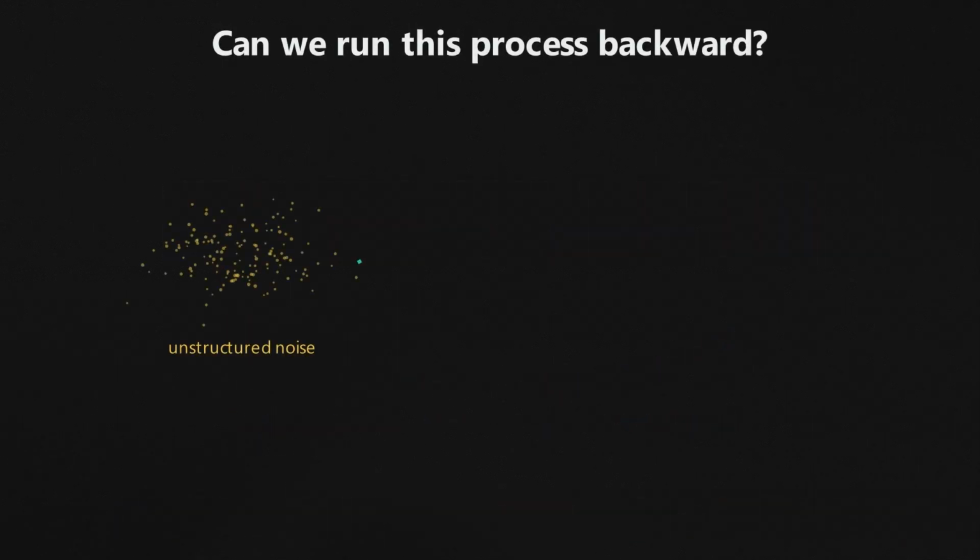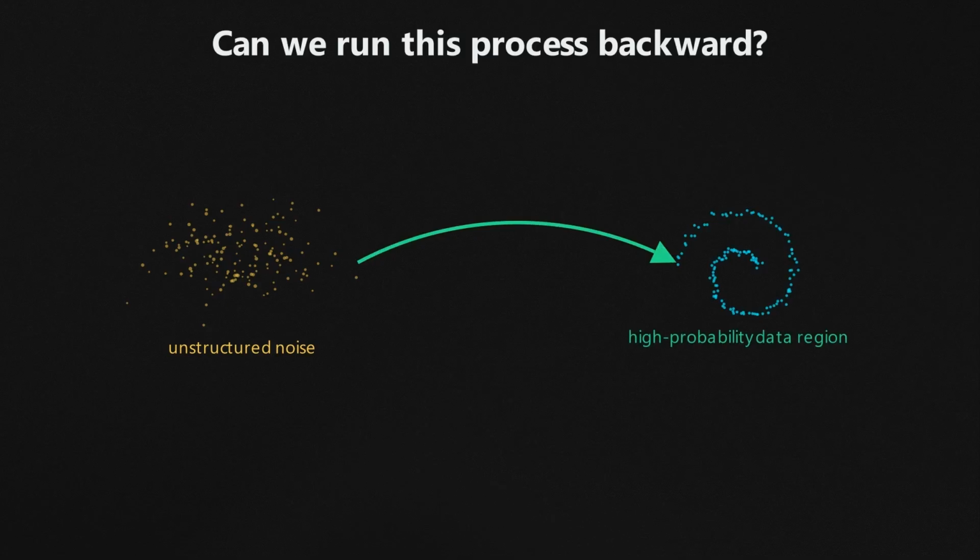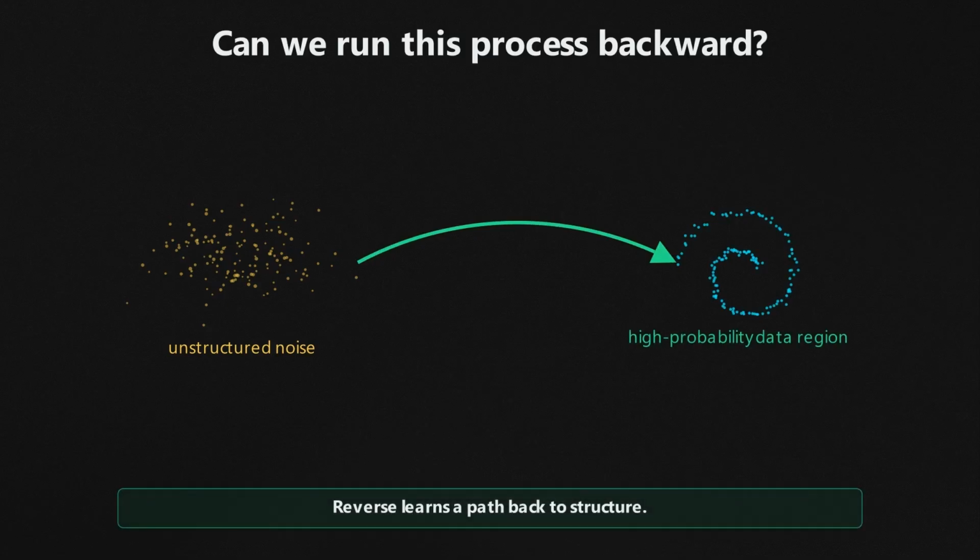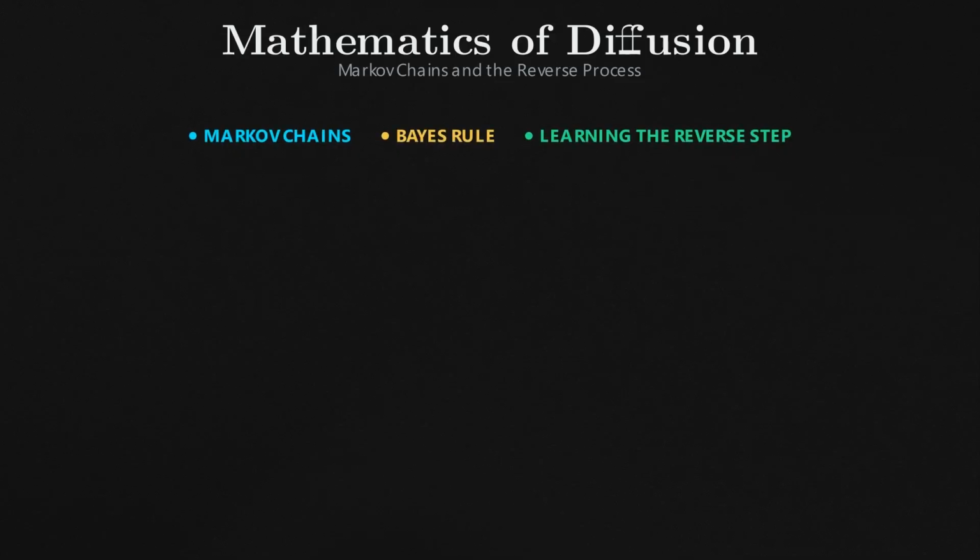But diffusion models are built around the opposite question. Can we start from pure noise? And step by step, move back toward structure? Not necessarily to recover this exact original puppy. That would be too strong. Instead, can we learn a path from random noise toward regions where realistic data is likely to live? That learned backward process is the heart of diffusion models.